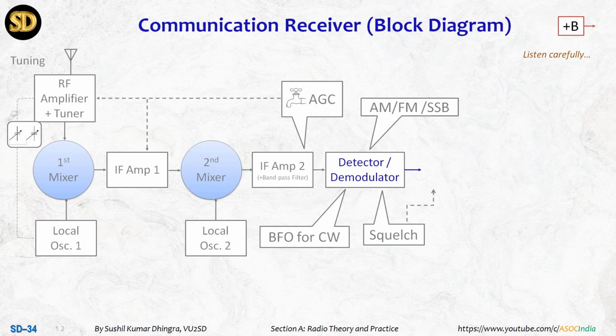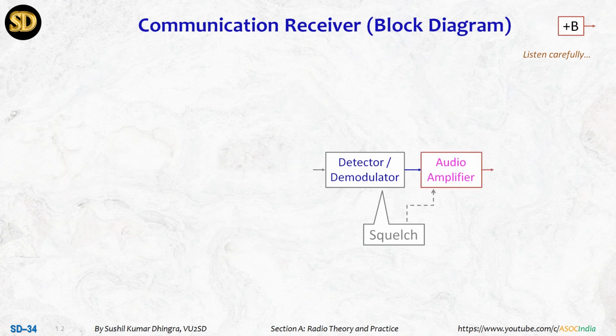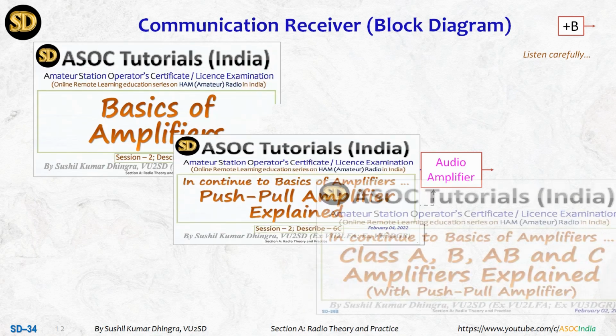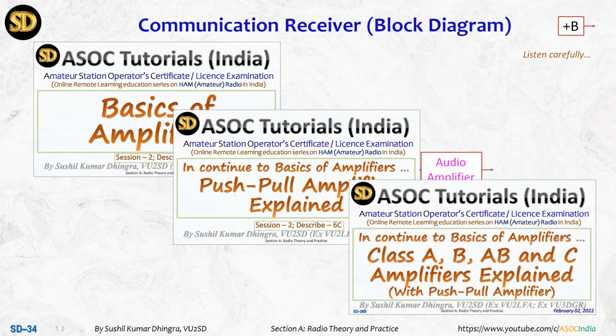Now coming back to the block diagram of the communication receiver, remember everything. Now we have a detected signal, and this detected signal will go to the audio amplifier. Here it is very important for you to understand the audio amplifier, but you will not understand unless you have seen my previous sessions on amplifiers. One time you have to understand the basics of amplifiers, how class A, B, AB, C amplifiers and even push-pull amplifiers work, because every type of amplifier is required for us.